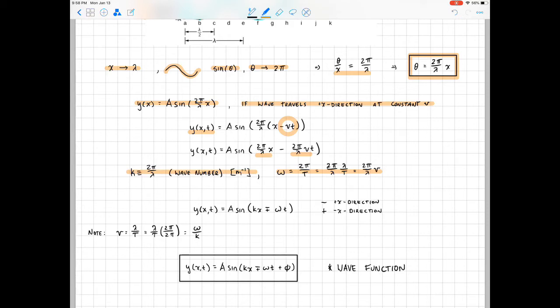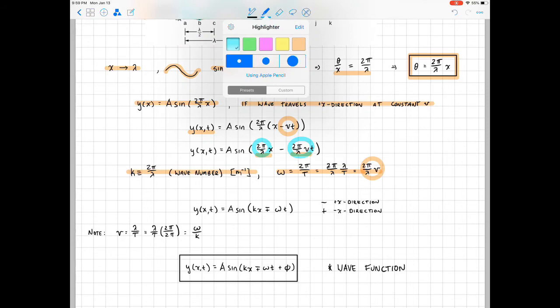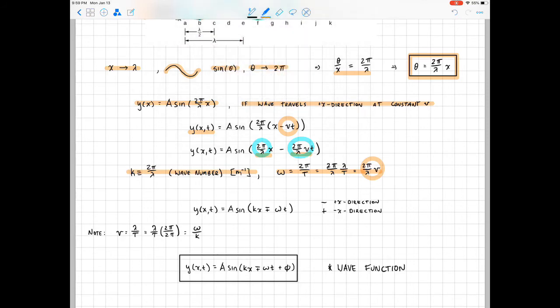And so if we multiply and divide by lambda, we can essentially write omega as 2 pi over lambda multiplied by the speed. And so we're going to substitute out for both of these terms with our new expressions k and omega. So that allows us to write out that wave function as kx minus omega t.